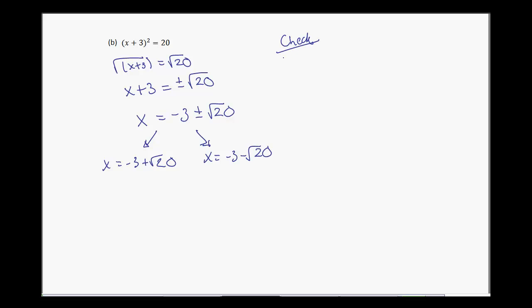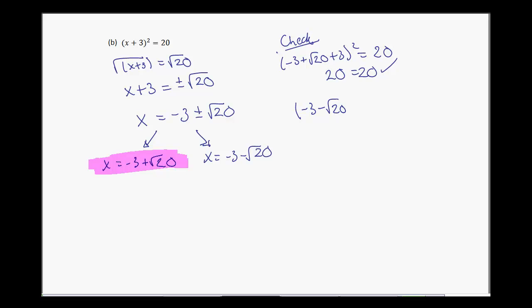Verifying our solution, we get minus 3 plus root 20 plus 3 all squared equals 20. 20 does equal 20 there. So x equals minus 3 plus root 20 is a real root. And minus 3 minus root 20 plus 3 all squared equals 20. And 20 does equal 20 there as well. So both our solutions here are real roots.